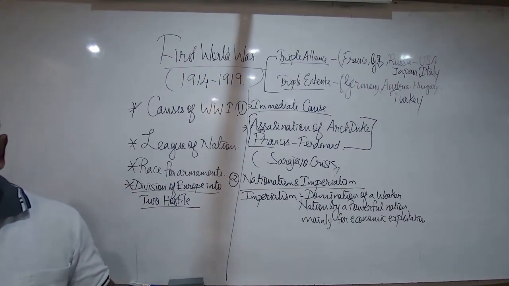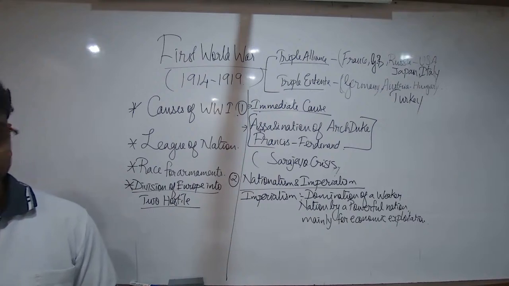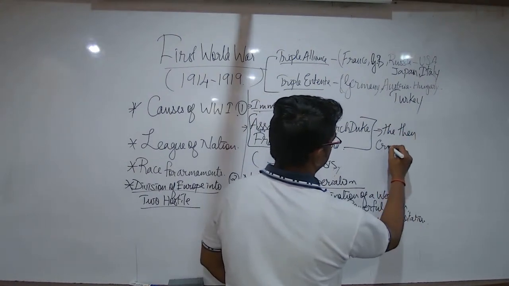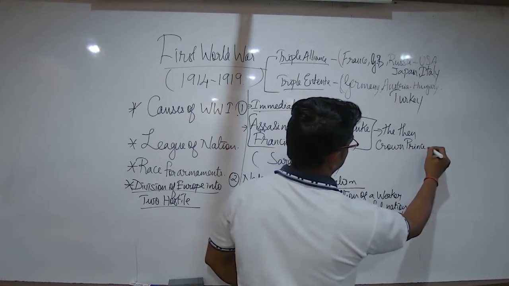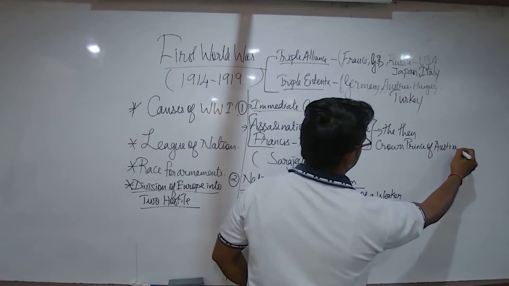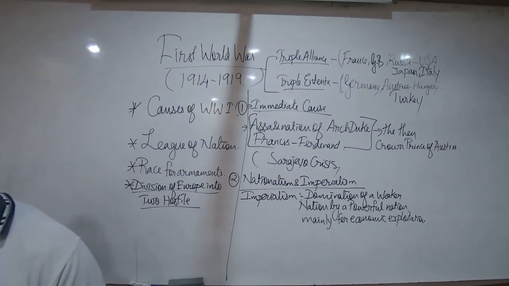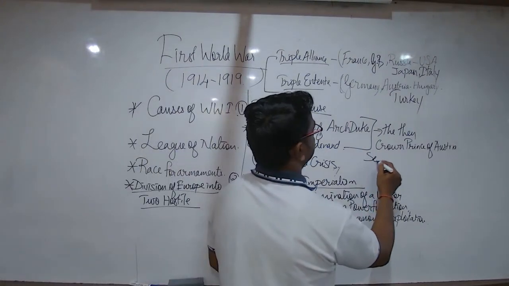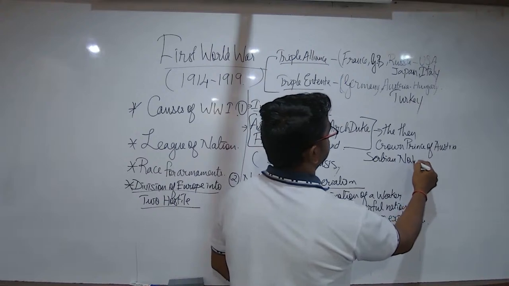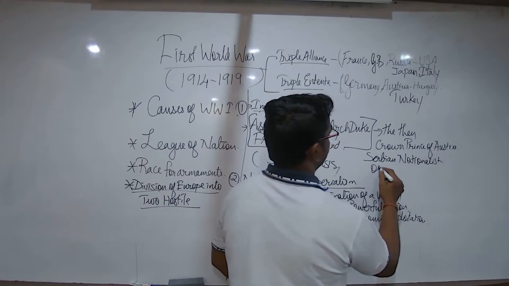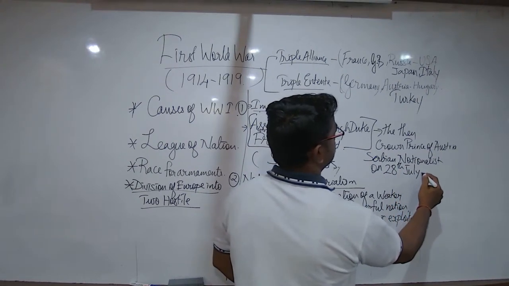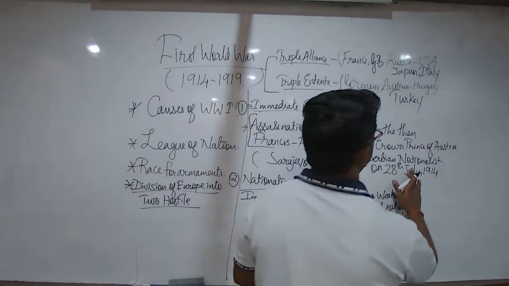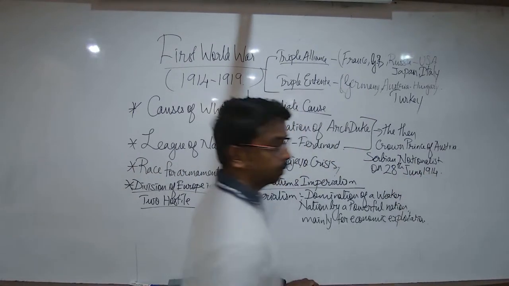Archduke Francis, you do one thing: write AFF, AF Ferdinand, the then Crown Prince of Austria, was murdered by a Serbian nationalist on 28th July 1914. Hey, I'm so sorry, it is June. Happens, sorry. Okay, we'll take it.